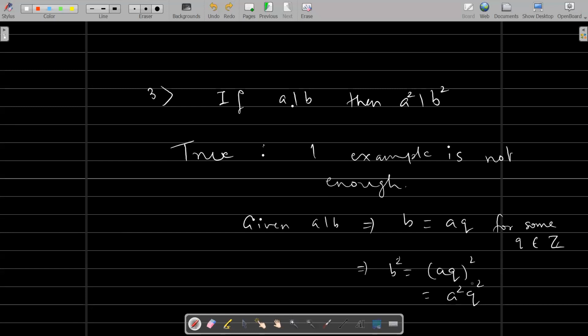So A square times some integer. Now if Q is an integer, Q square is also an integer. So A square times some integer is B square, which means A square divides B square.